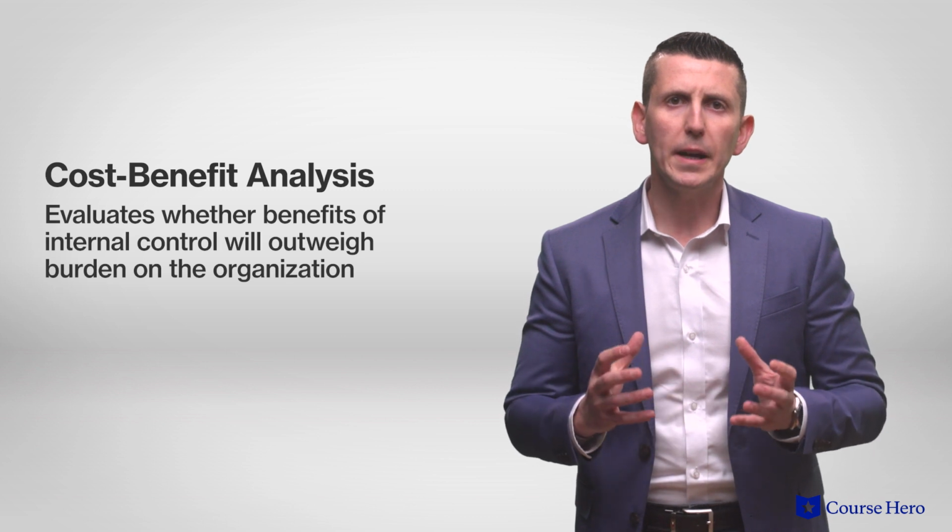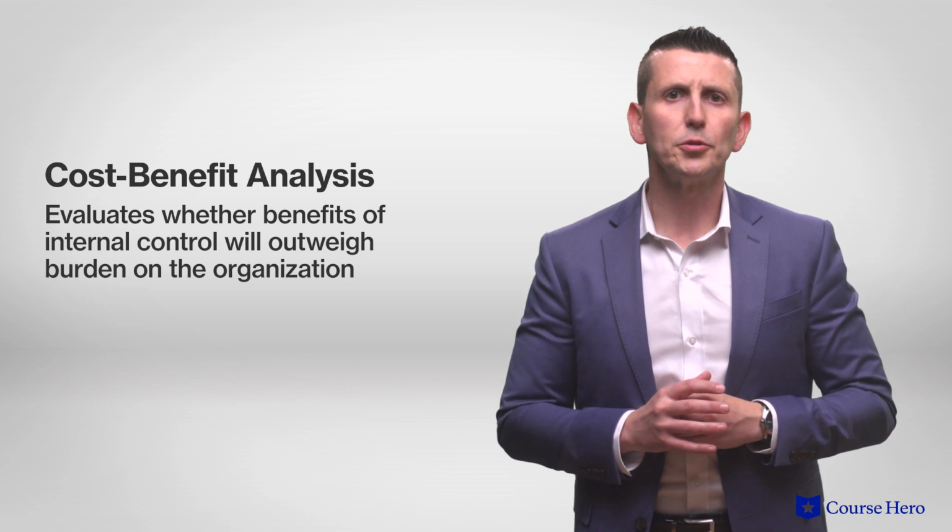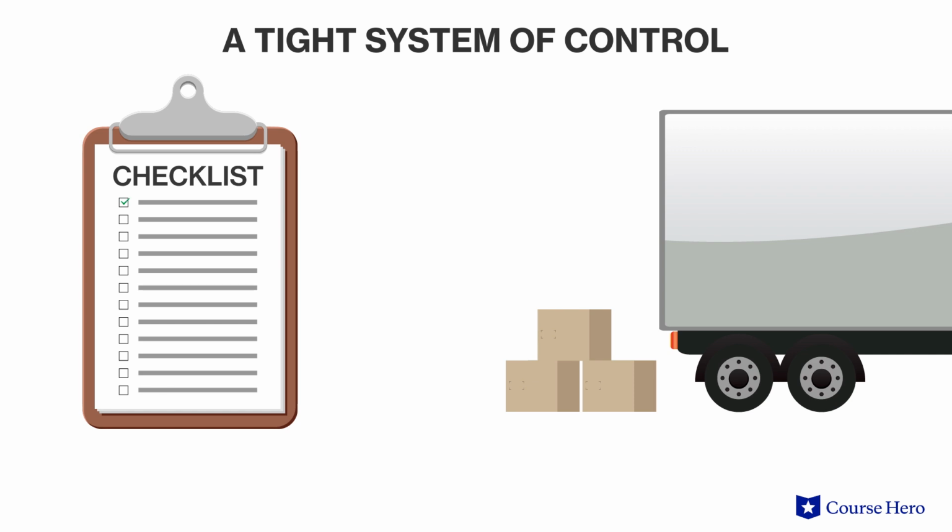It is important to note that an overkill of control procedures could be just as bad as insufficient control procedures. If controls are too stringent and make the day-to-day operations too cumbersome, employees may ignore them or try to bypass the control. This is why, before internal controls are implemented, they are subjected to a cost-benefit analysis. A cost-benefit analysis evaluates whether the benefits of the internal control will outweigh the burden that the internal control will pose on the organization.